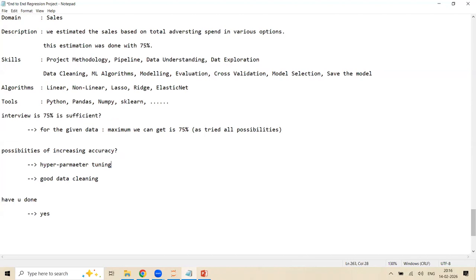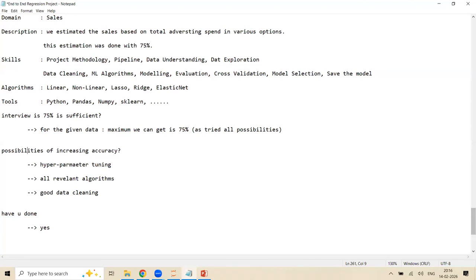Hyperparameter tuning, good data cleaning, applying all relevant algorithms, everything I have tried. Every possibility I have tried. Other than this, nothing we can do.